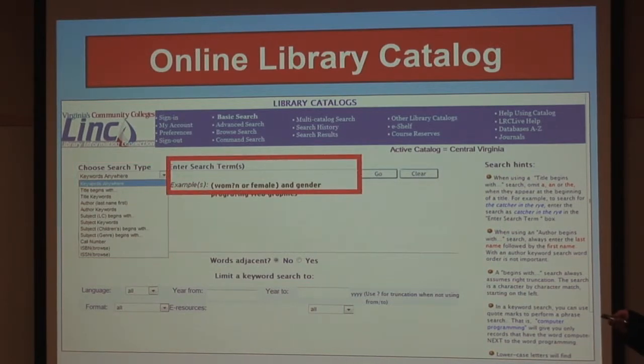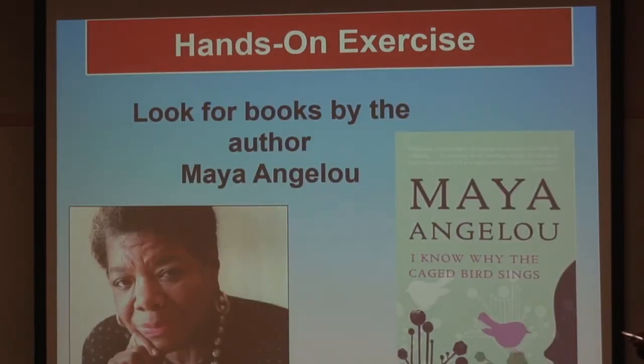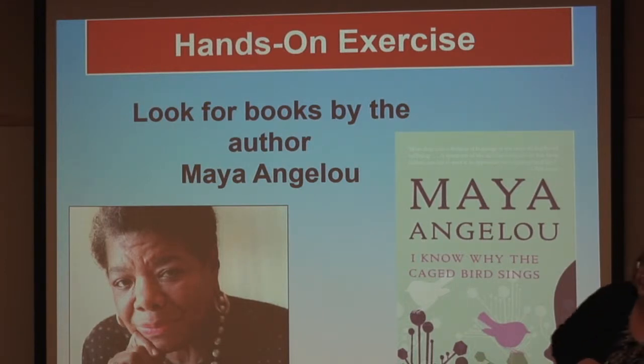So you select your search type, and then you enter your search term. Maybe it's your topic, your author, the title of the book. We're going to do a couple of exercises just to demonstrate how to use our catalog. The first one I have here is looking for books by a particular author, the popular author Maya Angelou. We're going to see if we have any books by her in our collection. So I'm going to do a live search now.